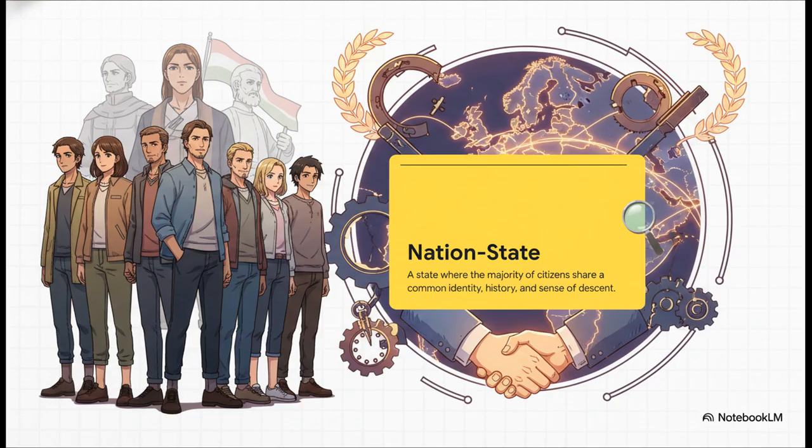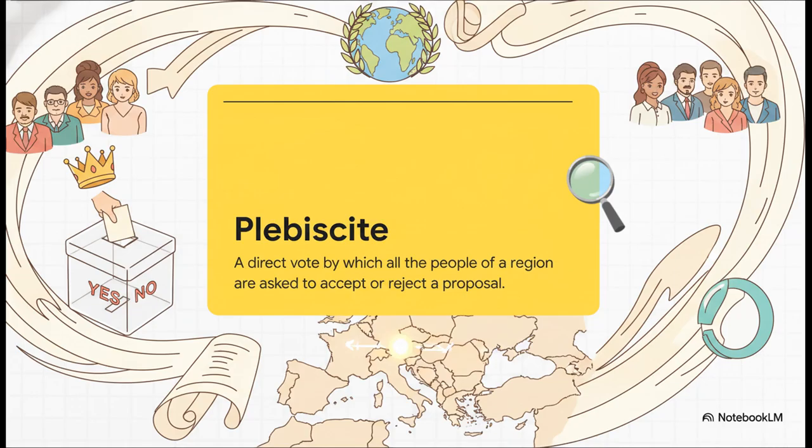Next up on the vocab list, we have plebiscite. Now, this is a direct vote where all the people of a region are asked to accept or reject a specific proposal. It sounds pretty basic to us now, but back then, this concept of direct, everyday consent was totally radical. It introduced a massive shift in how political power was actually validated. It basically took ultimate authority out of the hands of some distant hereditary king and put it right into the hands of everyday inhabitants.